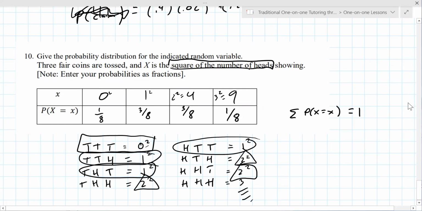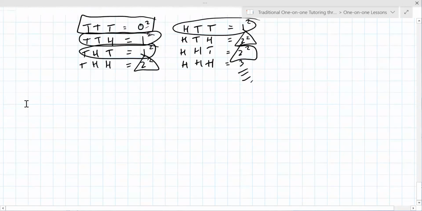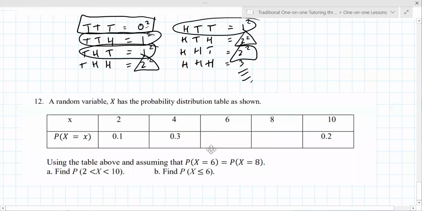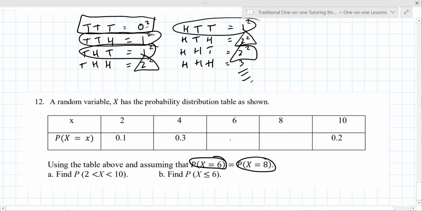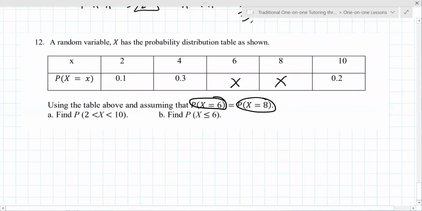Okay, can we move on to 12? Yes. So 12 is a problem I would think you would get on an exam. You first have to fill in the table. Once you fill in the table, you can then answer the questions below it. As I mentioned in the previous problem, this bottom row has to add up to 1. And if you're not given the information that these are the same, you wouldn't be able to do it. You'd have to know something about them.